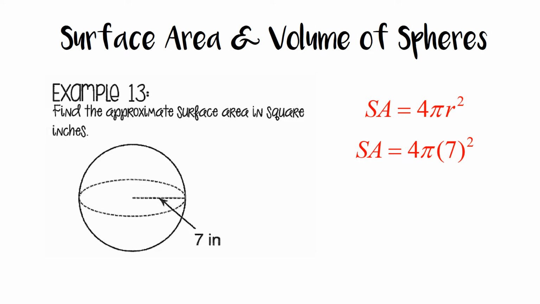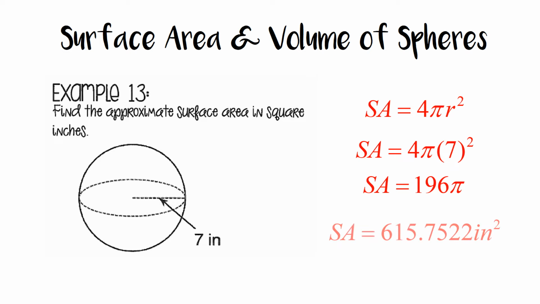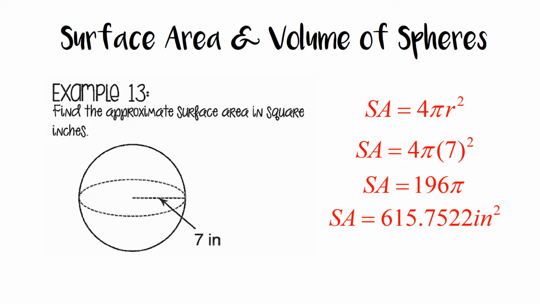So we have 4 pi times 7 squared, and I want to square that 7 to get 49 times 4 is 196 pi. And if we take 196 times the pi button in our calculator, we'll get back a decimal of about 615.7522 inches squared.